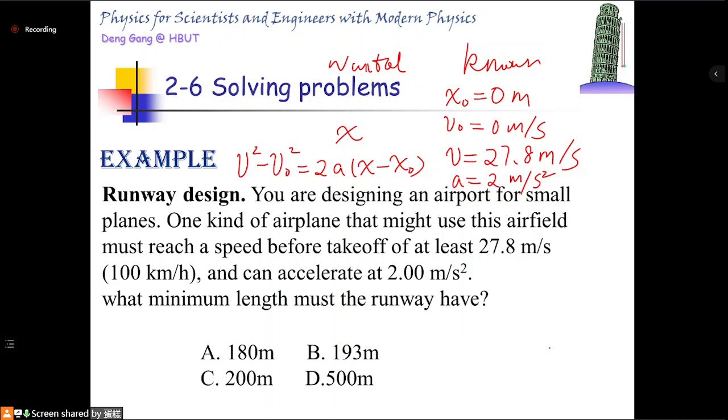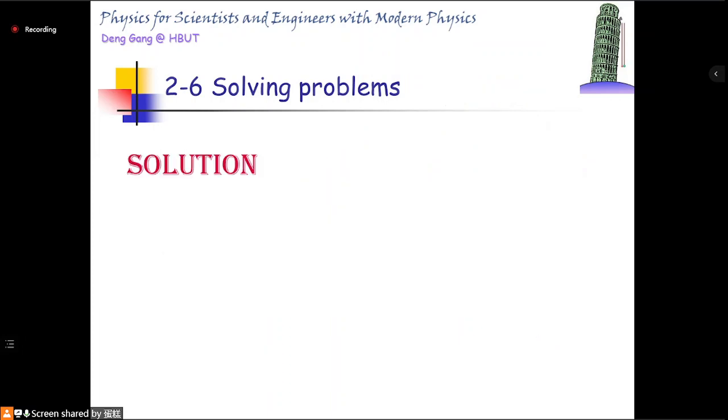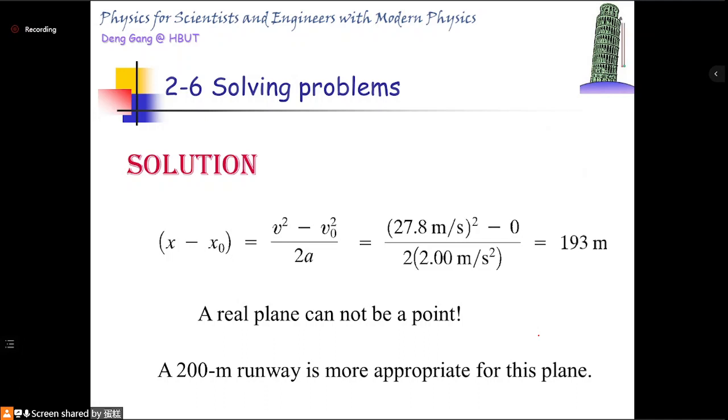So this example tells us that sometimes we build a model for our calculation. After the calculation, if you want to apply your result in the real world, you need to consider the real situation. We build the model to help us understand this, but when you apply your result to a real situation, you need to consider the real situation. So that's about this one. That's why 200 is more appropriate.